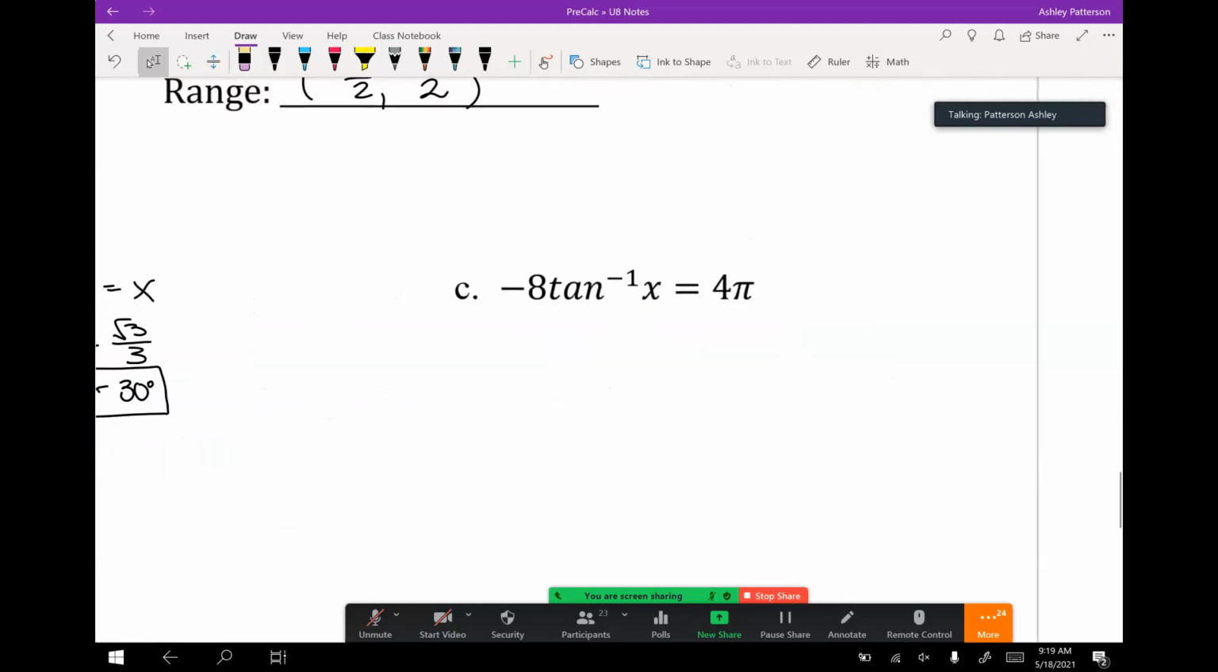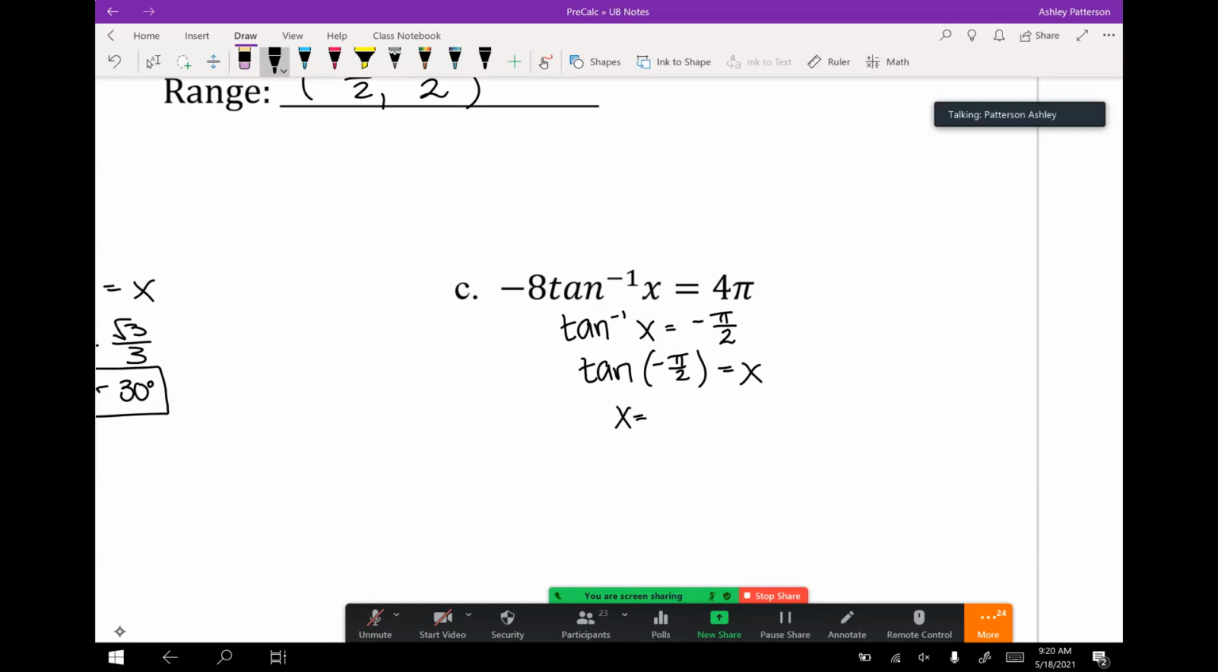All right, last but not least, we have another equation. We have to isolate the term with the variable, so let's divide by -8. We get the inverse tangent of x is equal to 4 pi over -8, which gives us a negative pi over 2. Well, it's an inverse of a variable, so let's rewrite it as the tangent of negative pi over 2 equal to x.